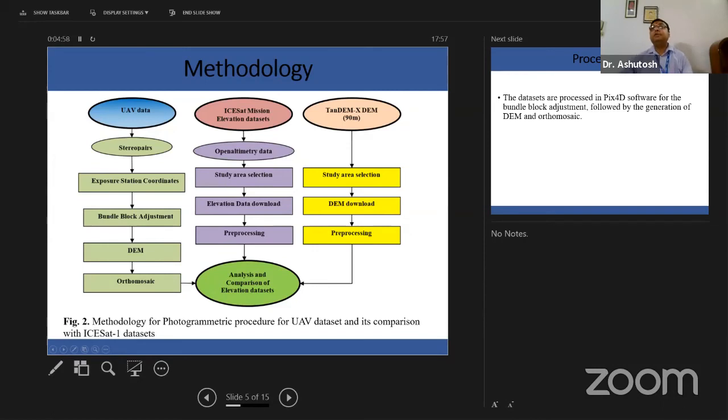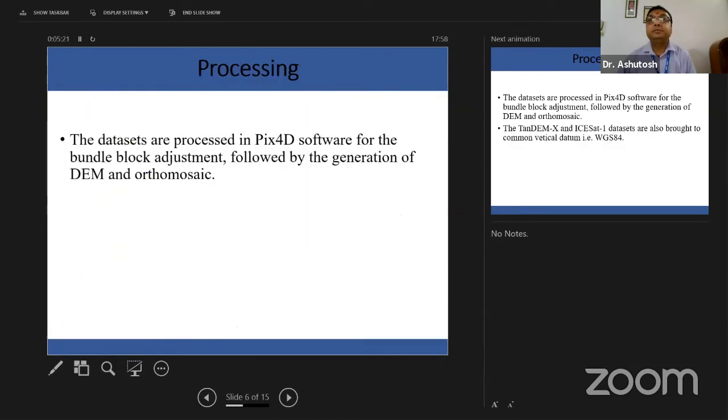At the same time, the pre-processing has been done for the TanDEM-X dataset and the ICESat elevation datasets, which has become very easy in the current scenario due to the very effective and user-friendly GUIs provided by these two data providers: NASA for ICESat and DLR for TanDEM-X. And these datasets have been compared here.